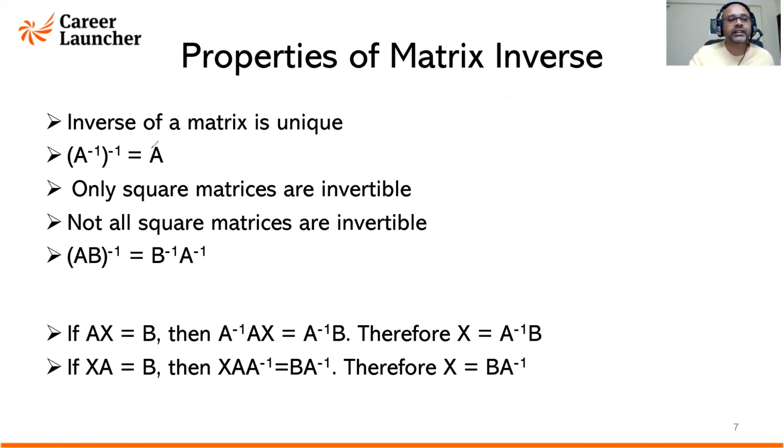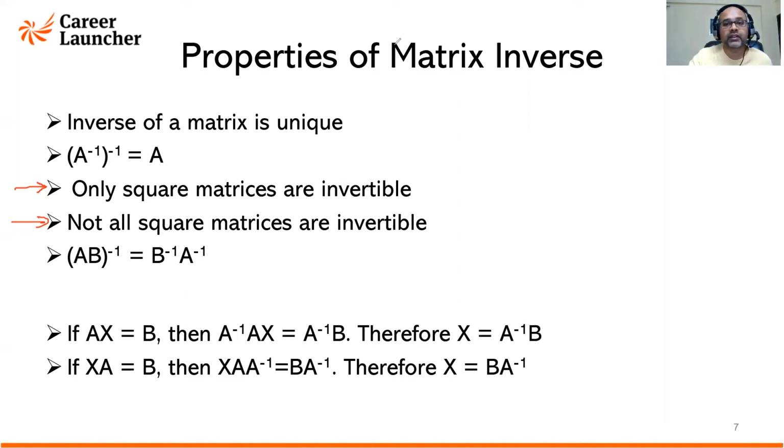Okay. Next, the inverse of an inverse is the original matrix itself. You don't have to waste your time finding two inverses. This I already mentioned: only square matrices are invertible, but remember, not all square matrices are invertible. Only square matrices are invertible does not mean that all of them are invertible. Some of them whose determinants are 0 cannot be inverted. That's the second point. Not all square matrices are invertible.